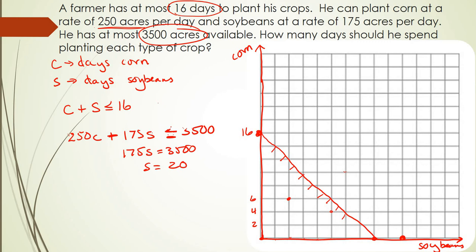Now I know that I can't plant 20 days because it has to fulfill both parts of the system, but remember I'm doing this boundary line. So if the corn is 0, I can plant up to 20 days. If the soybeans are 0, then 3,500 divided by 250 gives me corn has to be less than or equal to 14 days. So even though I have a total of 16 days, because of my limitation on acres, I can't plant corn for more than 14 days.